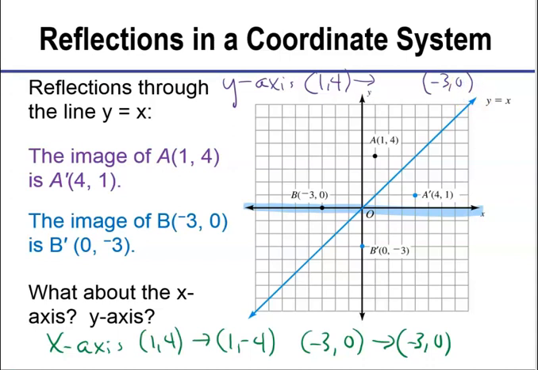Okay, now what I do want to do is get rid of my highlighted line, and let's do a brand new one, and the y-axis is this guy right here. So picture reflecting (1, 4) through the y-axis. Okay, and that's going to be clear on the other side right here. That's going to be (-1, 4).